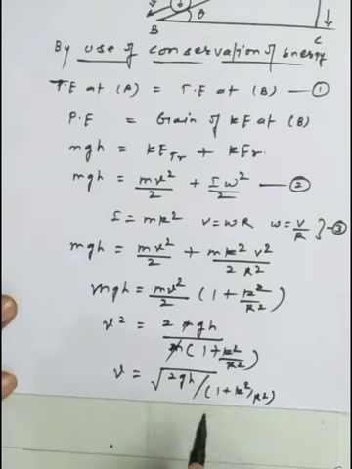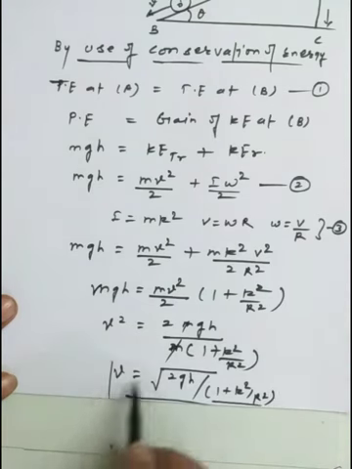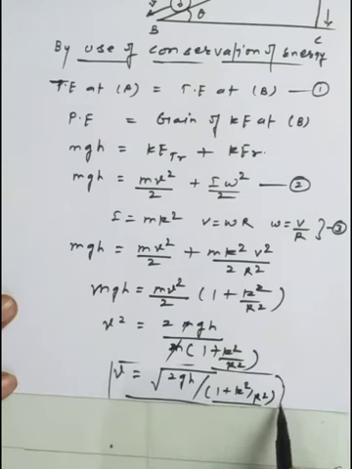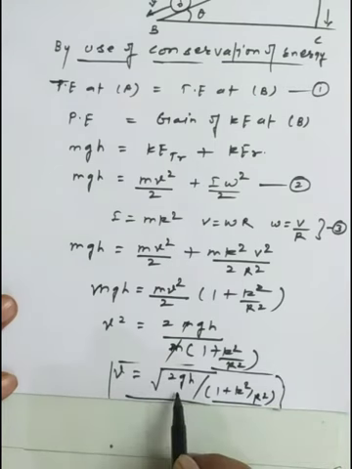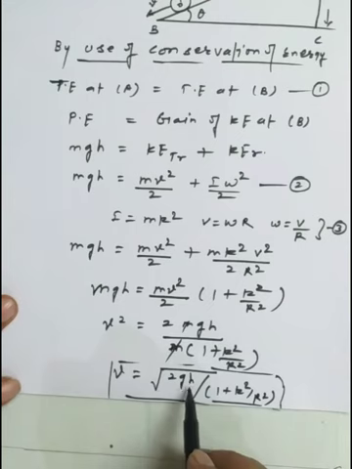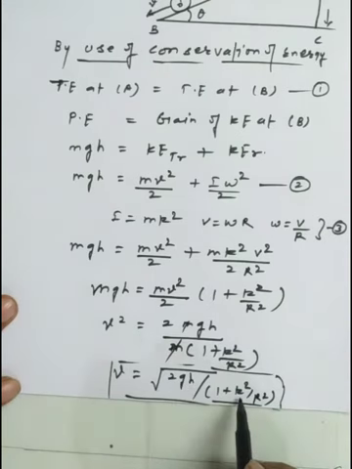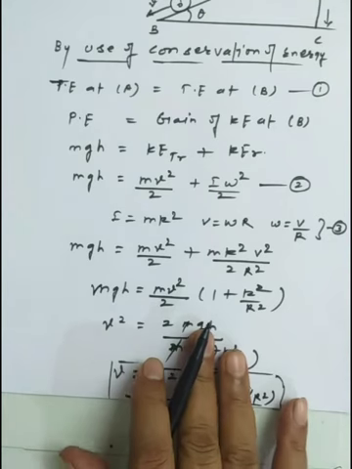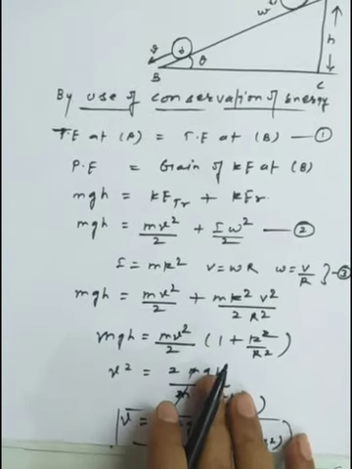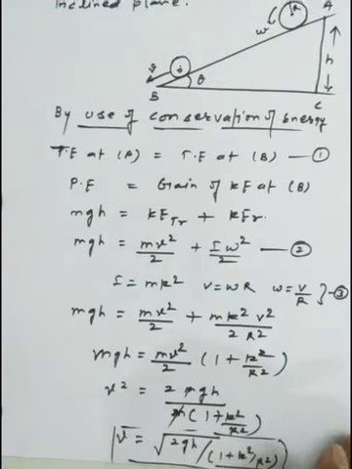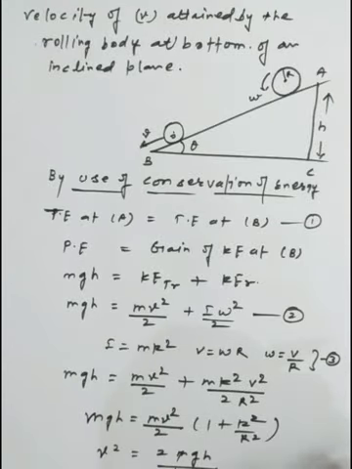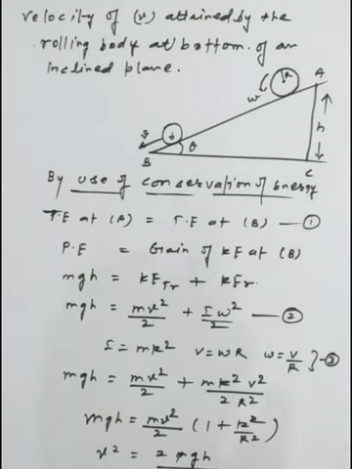This is the velocity attained by a rolling body down an inclined plane. Here g is the acceleration due to gravity, h is the height of the inclined plane, k is the radius of gyration from the axis of rotation, and r is the radius of the rigid body. So this is the simplest formula for the velocity attained by a rolling body down an inclined plane. This is one of the basic formulas we have.